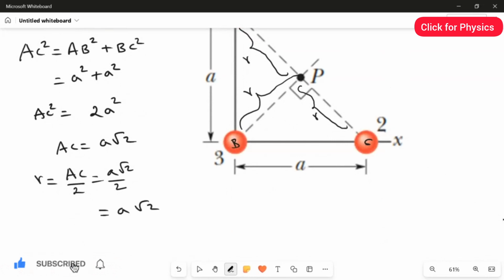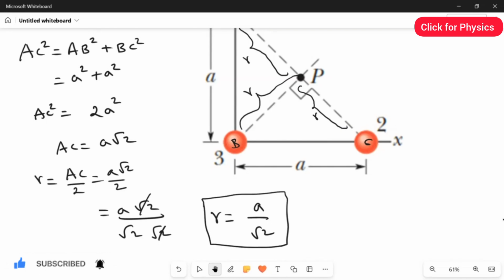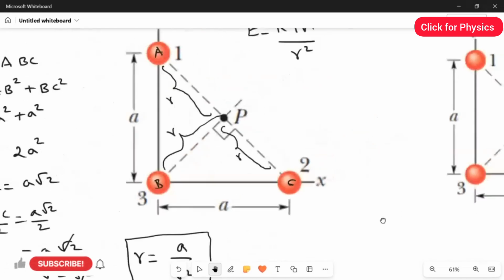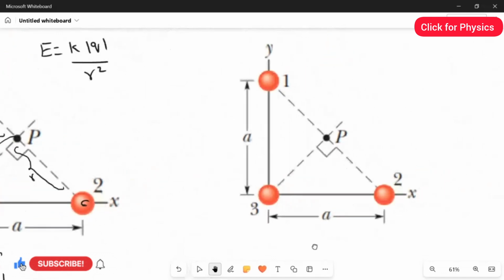You will get a root 2. I can write the 2 as root 2 times root 2, am I right? Root 2 multiplied by root 2, you will get 2. So I just split the 2 like this, and you can cancel this. So what's the value of r here? The value of r here is a over root 2. We have to use this r value for the three charges. And also we have to find the electric field direction.